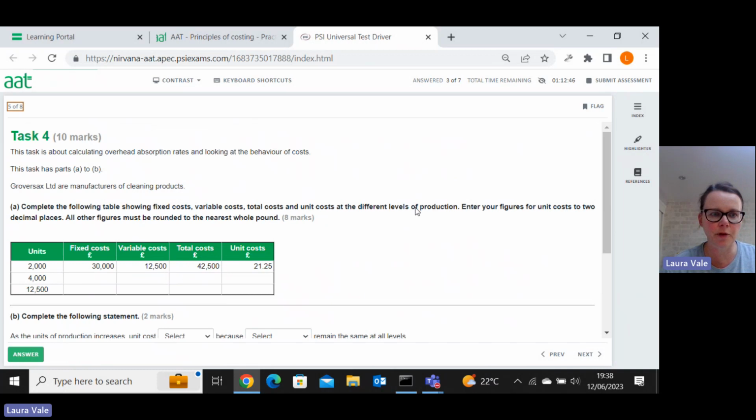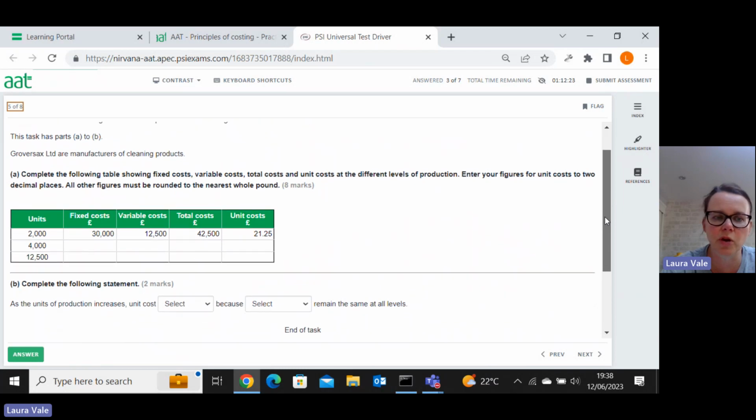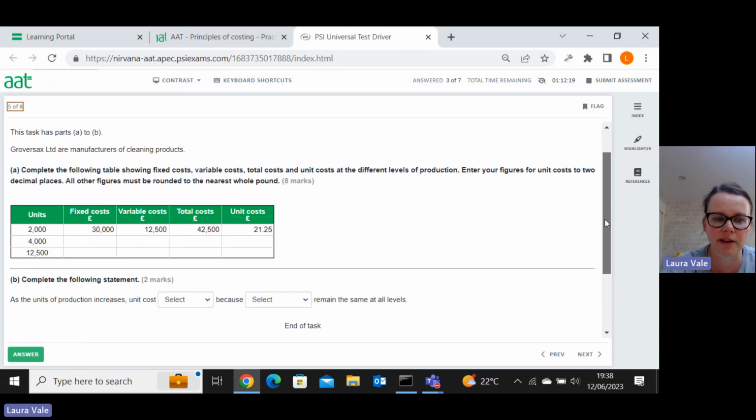Right, task number 4. This task is about calculating overhead absorption rates and looking at the behaviour of costs. So Grover Sachs Limited are manufacturers of cleaning products. Complete the following table showing fixed costs, variable costs, total costs and unit costs at the different levels of production. Enter your figures for unit costs to 2 decimal places. Everything else to the nearest pound.